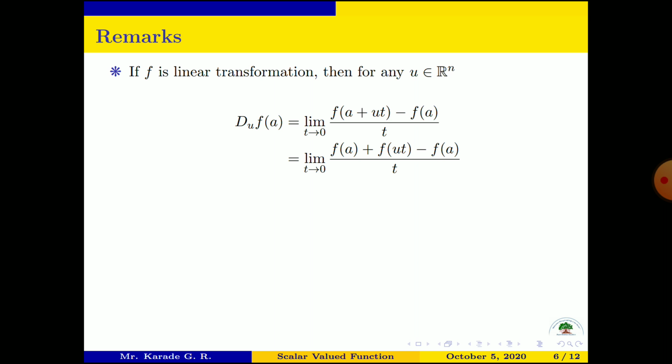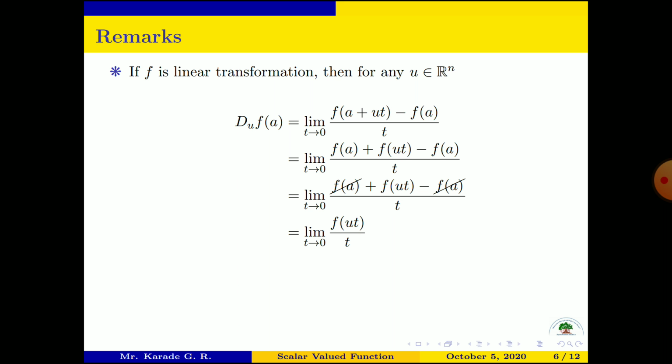So here f of a plus ut is converted into f of a plus f of ut because f is a linear transformation. In the next line we cancel this f of a with minus f of a, and what is left is limit t tends to 0 of f of ut divided by t. See here again f is a linear transformation, that's why.